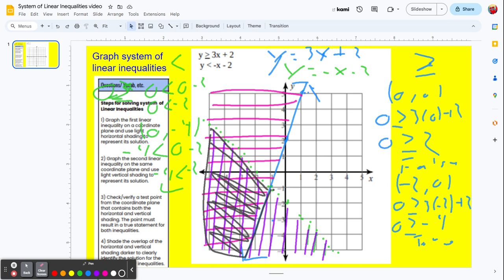You can check this. If you take any point from that double shaded section, the section that's shaded in black here, it will be true for both inequalities. If you pick any point in the unshaded region, it should be false for both. If you pick any in just the pink only shaded section, that will work for the first inequality, the one on top. If you pick anything down here, just the purple shaded region, that will be true for the bottom inequality, but false for the inequality above.